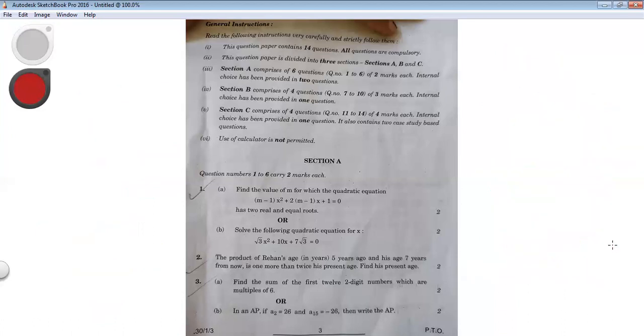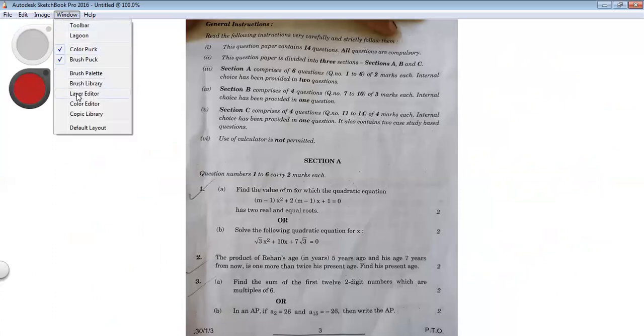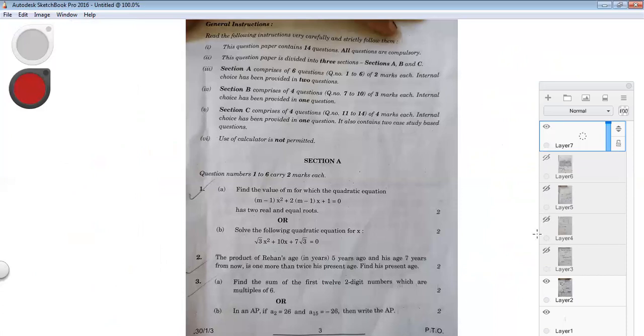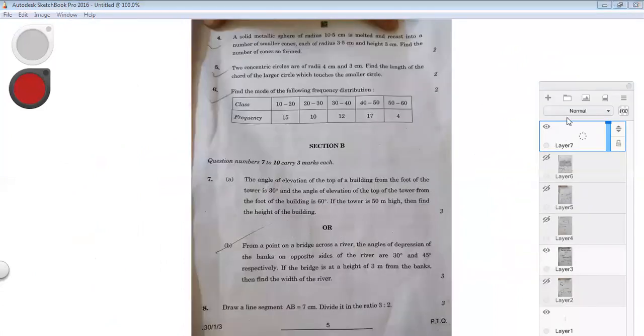So let's move to the next problem. Okay, let's move to the next sheet. Let me just quickly get our next sheet here. All right.